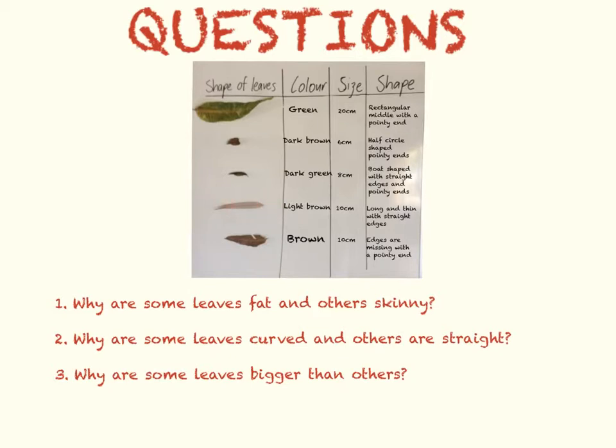This leaf here is actually quite a flat leaf anyway. I think it is flat because the rain can get onto the leaf and fall straight down into its roots. Okay? And again, it's designed like that because it helps to protect the tree.